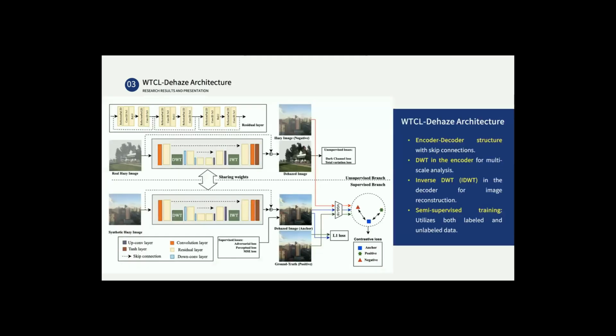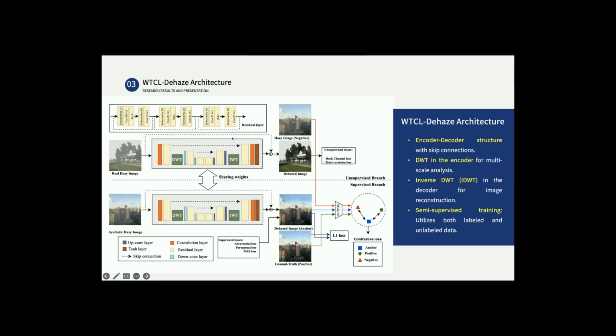Now we'd like to look at our architecture. So for WTCL-Dehaze, we design our architecture to handle complex tasks, ensuring that the important details of the image are well preserved. In doing that, we have components like the skip connection, which we can see throughout our networks.